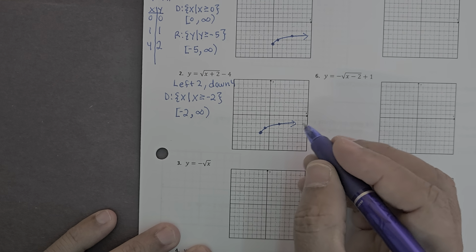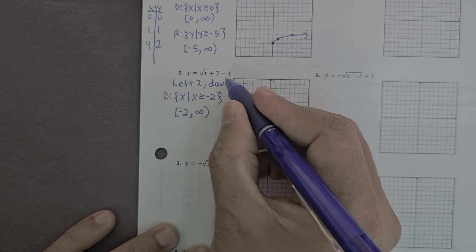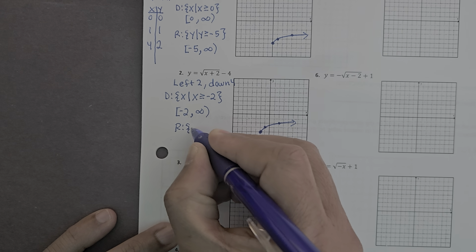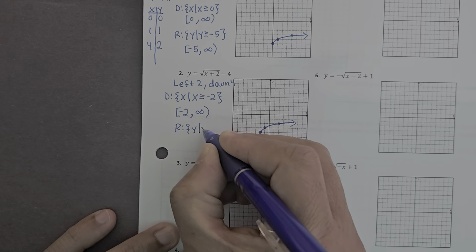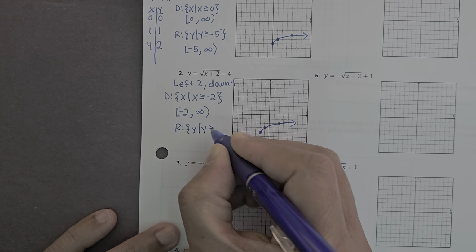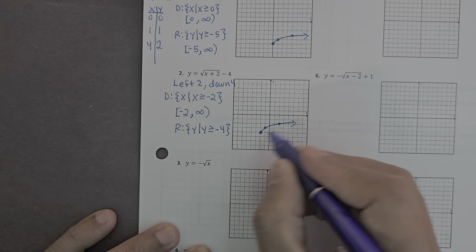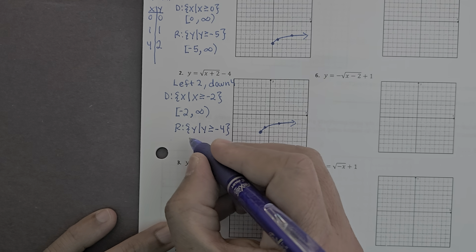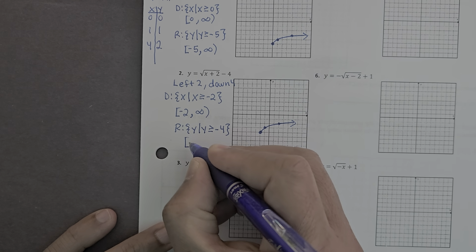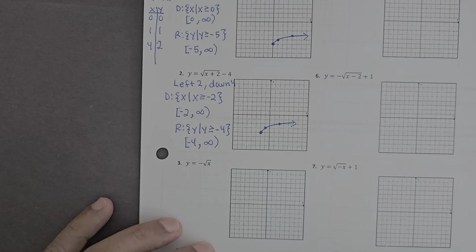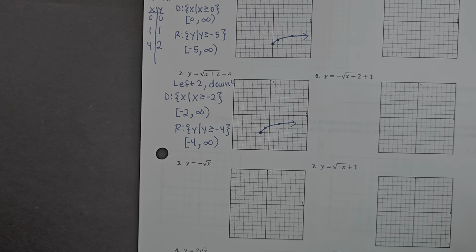The range goes from -4. So this gives away the range, that -4. The range is y such that y is greater than or equal to -4. And from there it goes up to infinity. So then in interval notation, -4, comma, infinity. So there we have domain and range for number 2.